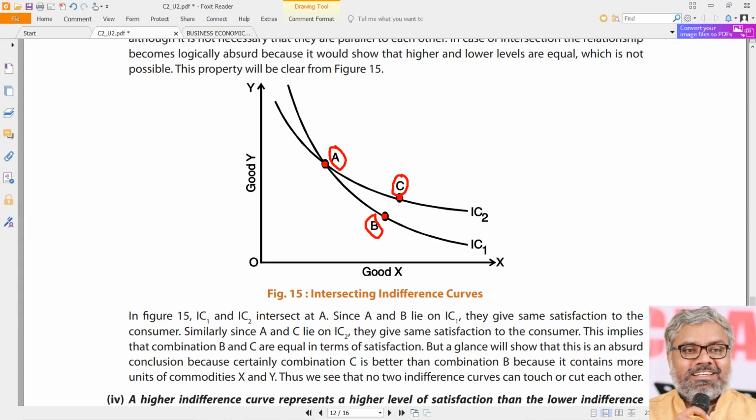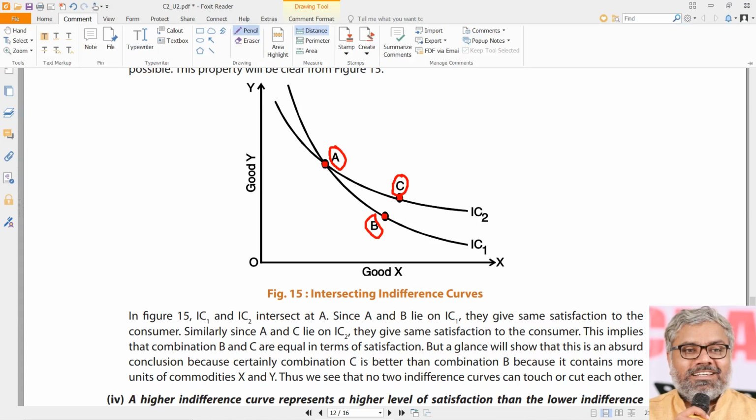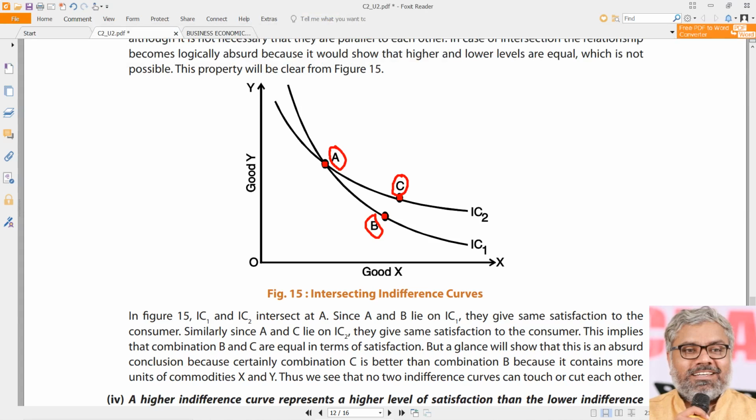So C is a point which is above B, which means C should give more satisfaction than B. But we are saying A and B will give the same satisfaction. A and C will give the same satisfaction. But C is giving more satisfaction than B, which is mathematically absolutely rubbish. That is why indifference curves cannot intersect with each other. What this graph is telling us, if at all we look at it mathematically, is A is equal to B, it says. Also it says A is equal to C, but it says C is greater than B.